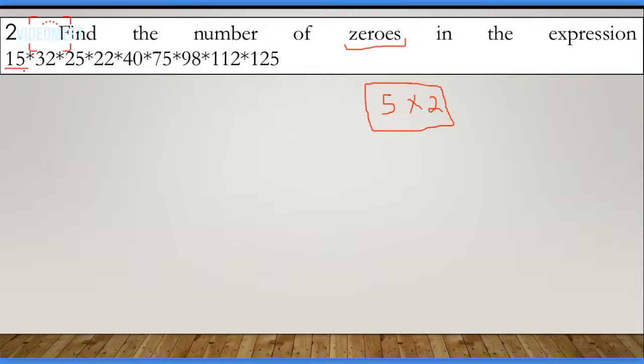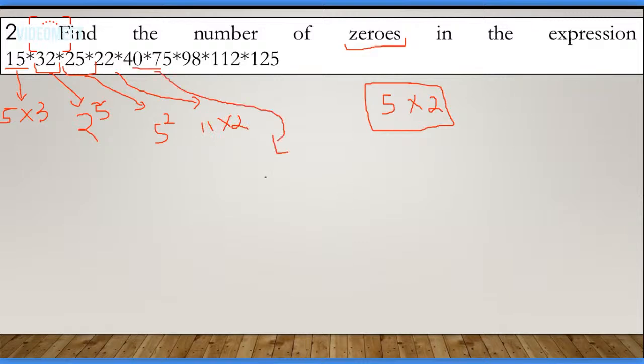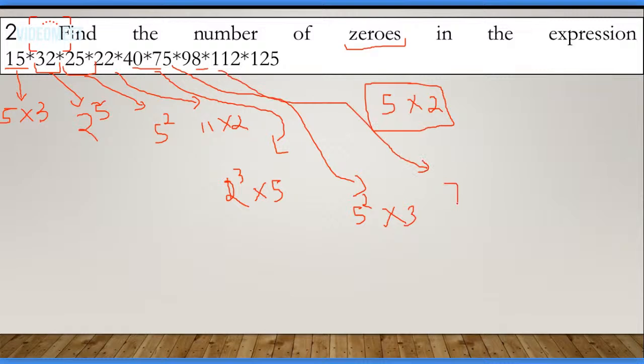What is the meaning of a pair of 5 into 2? Suppose, what is the prime factorization of 15? It is 5 into 3. Fine. And what is the prime factorization of 32? It is 2 into 2 into 2, 5 times. That means 2 raised to the power 5. Fine. Again, 25. What is 25? 25 is 5 raised to the power 2. What is 22? 22 means it is 11 into 2. Fine. For 40, it is 2 raised to the power 3 into 5. Fine. For 75, 5 raised to the power 2 into 3. Fine. The next one is 98. 98 is 7 squared into 2.